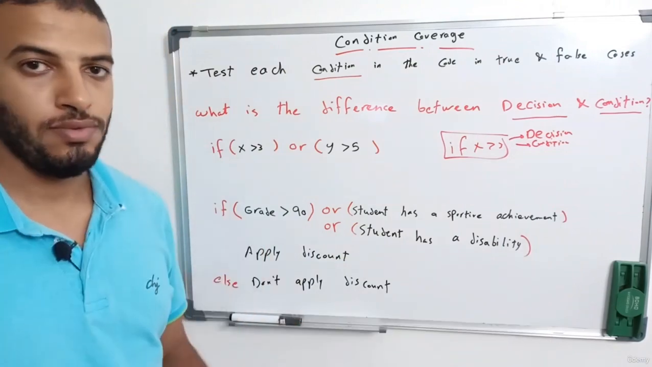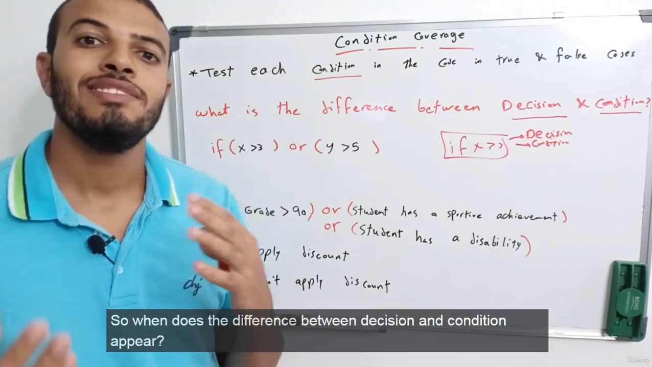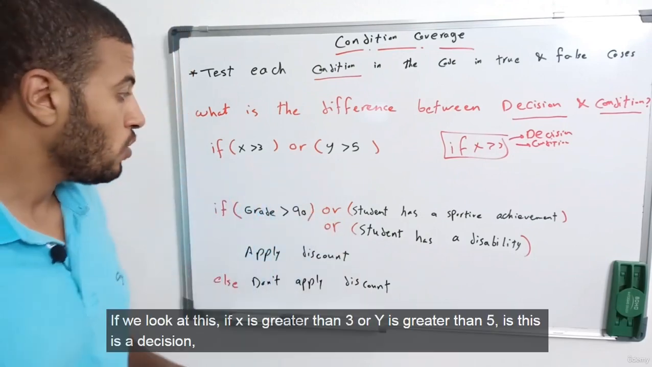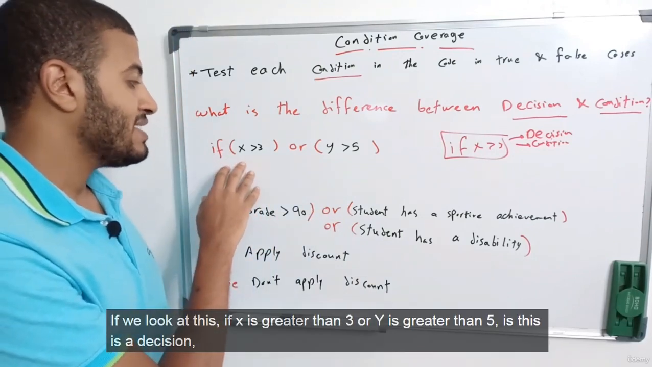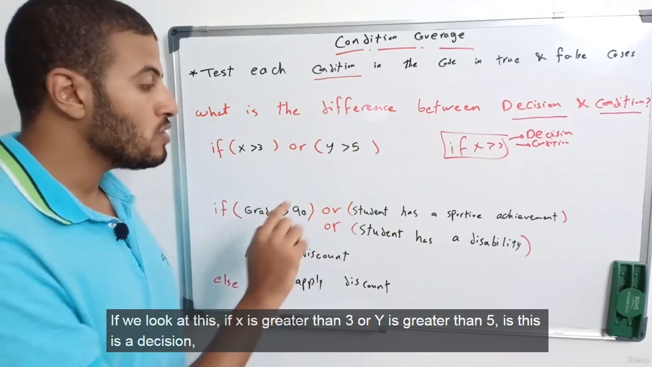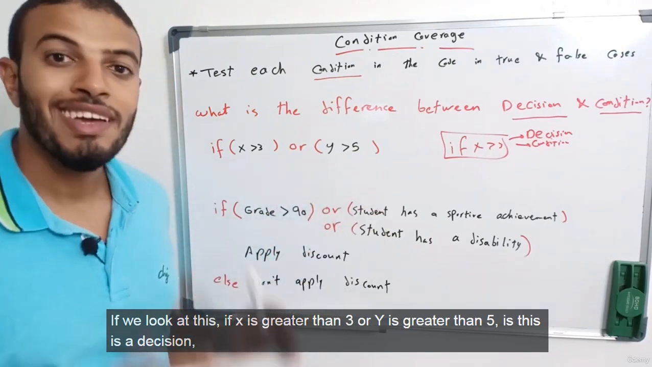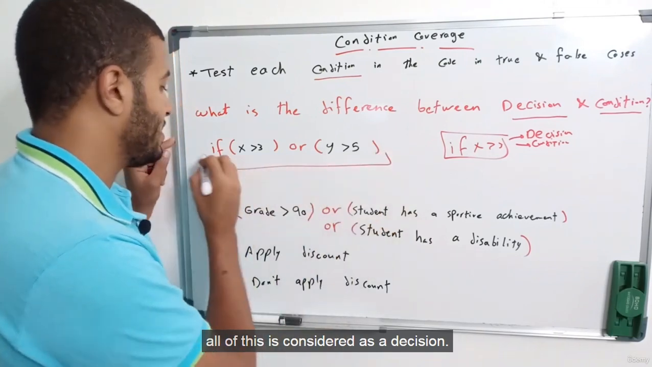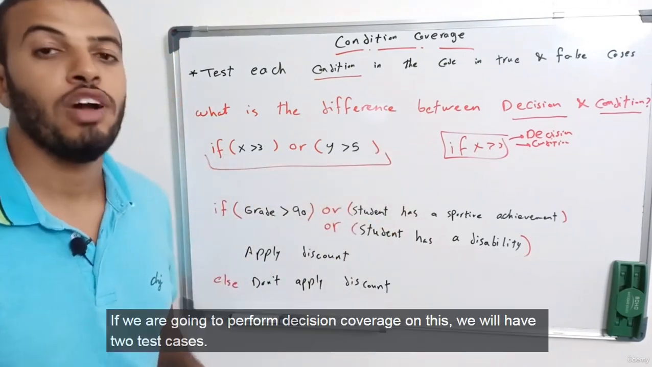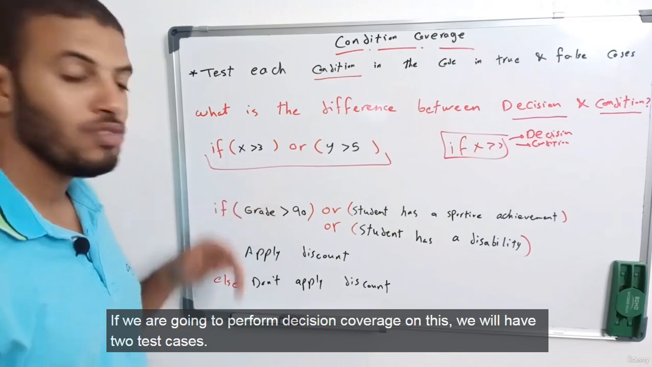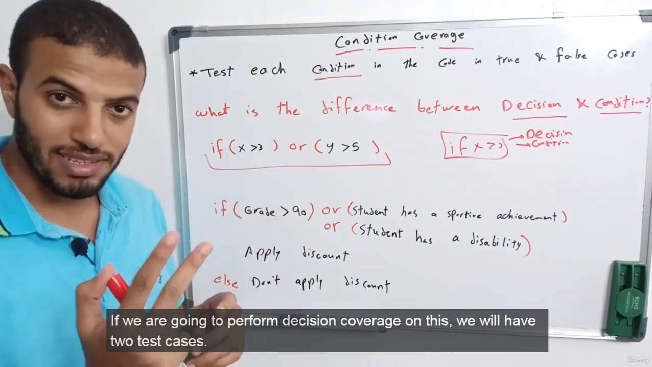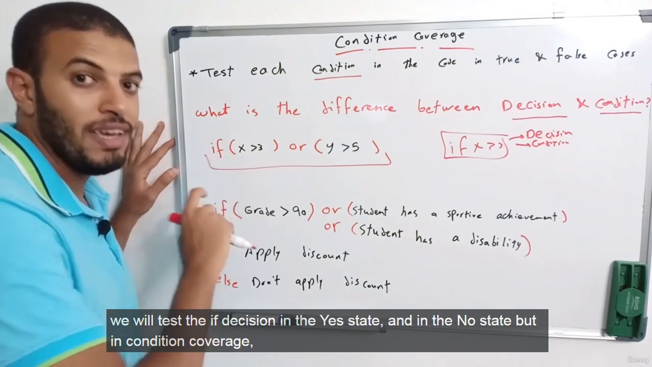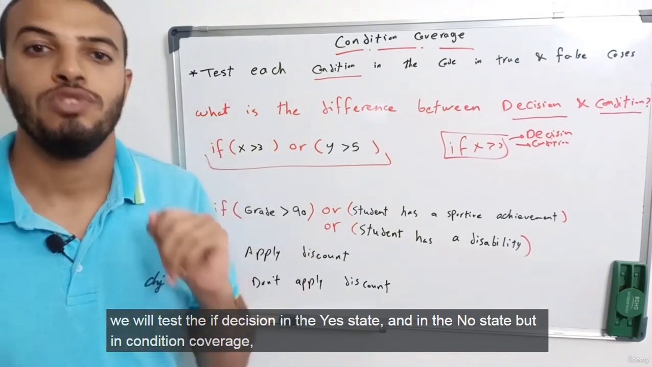that the system will pass through. So when does the difference between decision and condition appear? If we look at this, if x is greater than 3 or y is greater than 5, this is a decision. All of this is considered a decision, okay? If we are going to perform decision coverage on this, we will have two test cases. We will test the if decision in the yes state and in the no state.